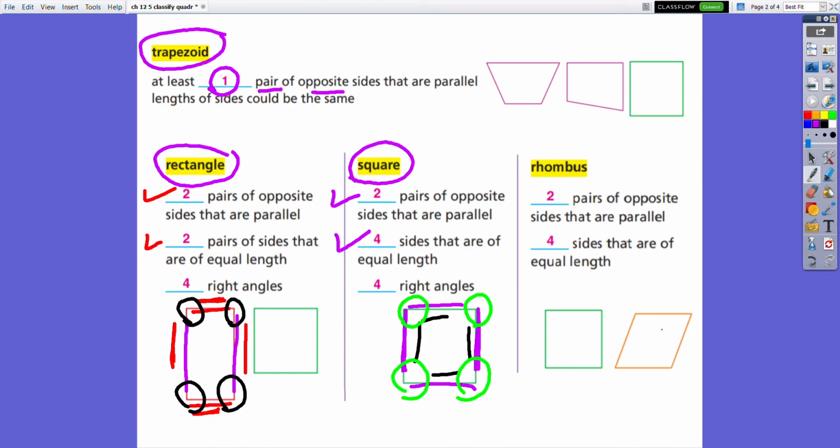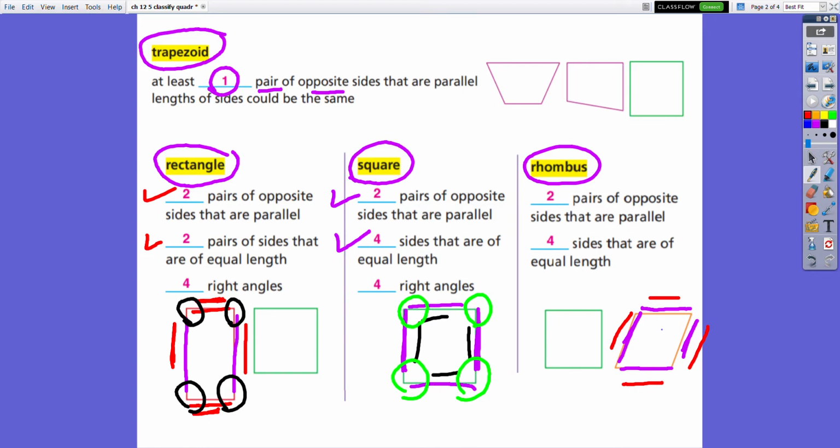Look at the last one here, the last sister, rhombus. This rhombus also is considered quadrilateral. It has 4 sides, 4 angles. And this rhombus has 2 pairs of opposite sides that are parallel. Yes, this is the first pair, parallel, and this is the second one, parallel, right? And what does it have also? It has 4 sides that are equal length. Yes, this side equal to this side, equal to this side, equal to this side. So 4 sides that are equal.